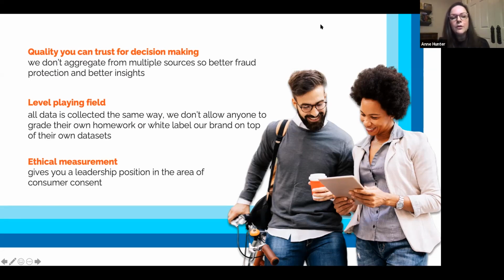But here, you know that you're taking an ethical position because consumers have opted in to participate, and you can take a leadership position. So many brands today are talking about purpose, and they're talking about how that aligns to their business practices, whether it's fair trade coffee or whether it's the supply chain that they're using. In the same way, using zero-party data allows brands who care about sustainability to have that same approach in their measurement.